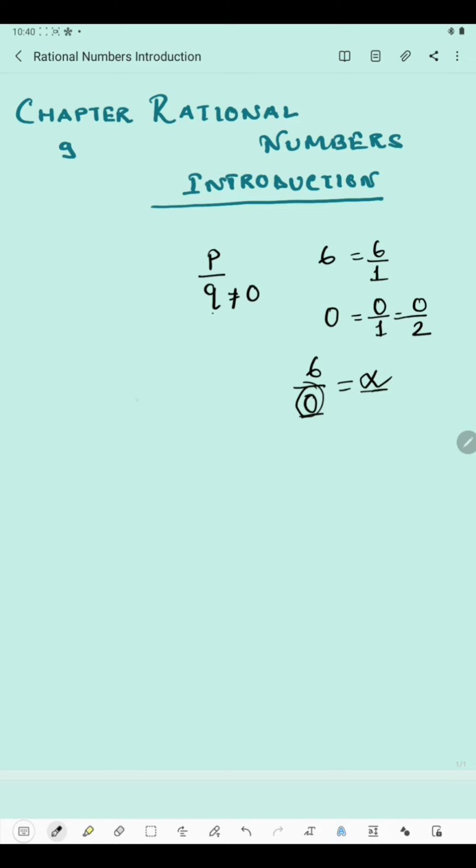Now there are two types of rational numbers. One is positive rational number and another is negative rational number. Positive rational number means, if I take 4 by 5, then this is a positive rational number, and if I take the same number with a negative sign, then it is a negative rational number.